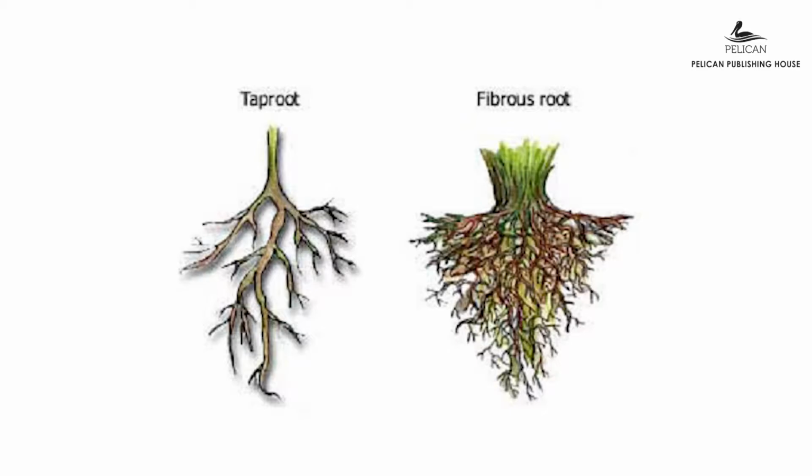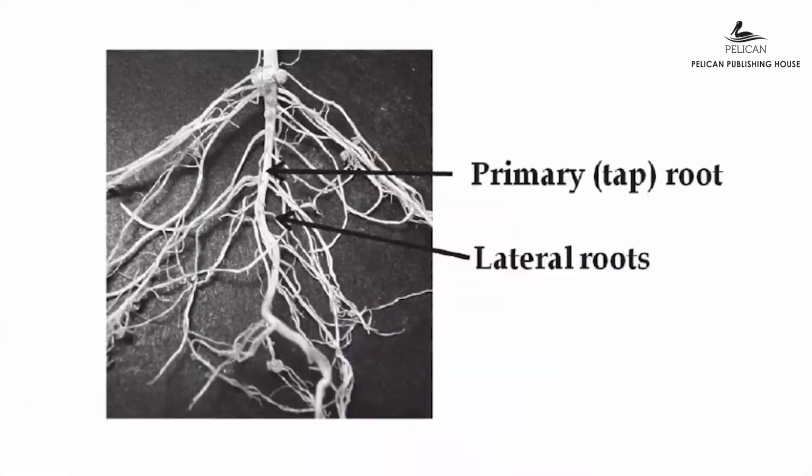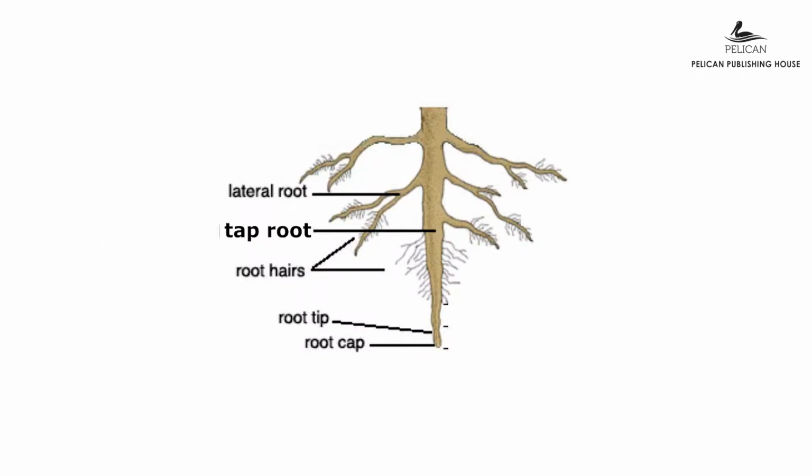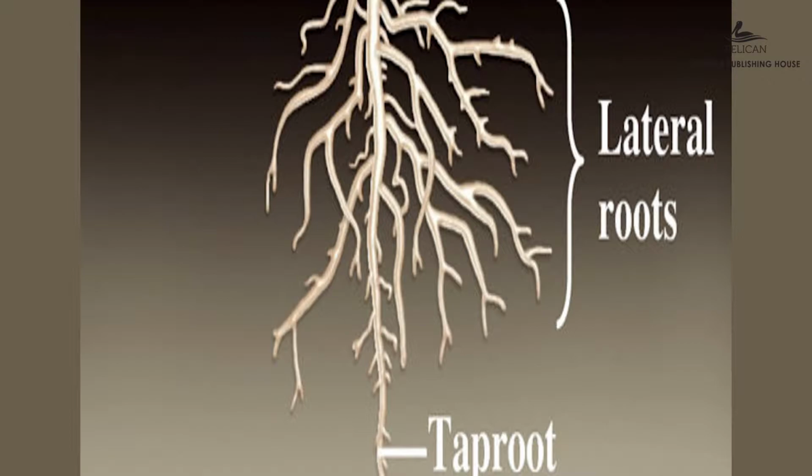Types of roots. There are two types of roots of plants, taproot and fibrous roots. Let's now discuss what the taproot is. In this type of root, we can see one main root called the taproot growing downwards. From this, many thin roots grow. The thin roots that come out of the taproot are called lateral roots. The taproot is big and stout compared to the lateral roots. It bulges at the top and thins out as it grows downwards.